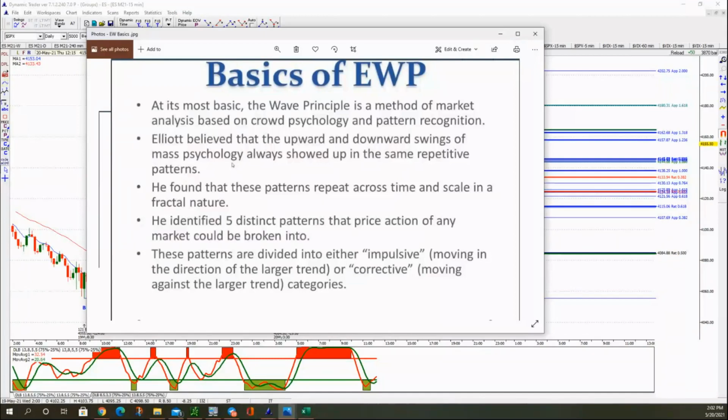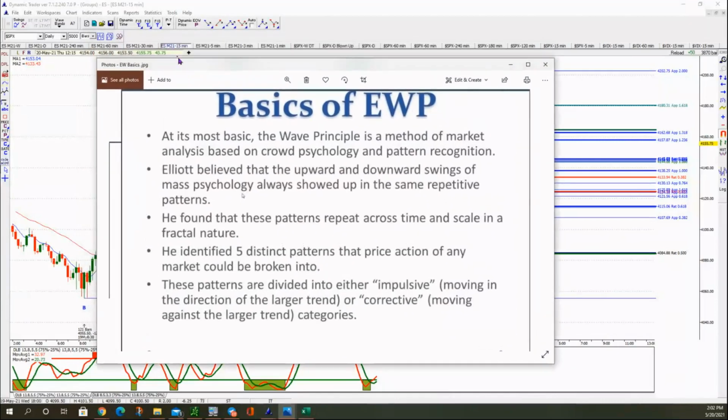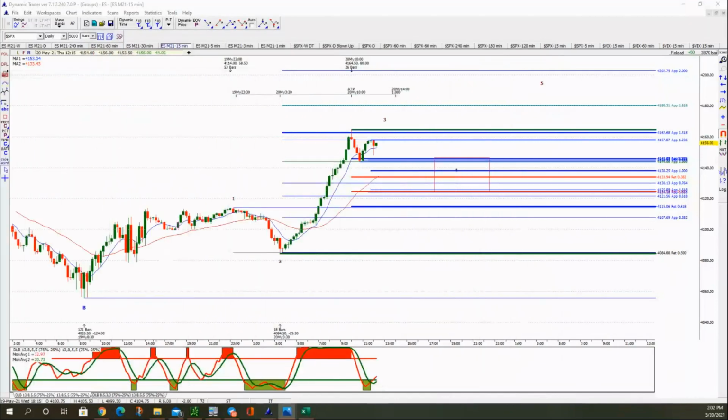And the thing that's always impressed me about Elliott waves is the fact that it's based on crowd psychology and pattern recognition. And I think we had a good example today when we looked at this 15-minute chart here of identifying this pattern right here. So that was pattern recognition.